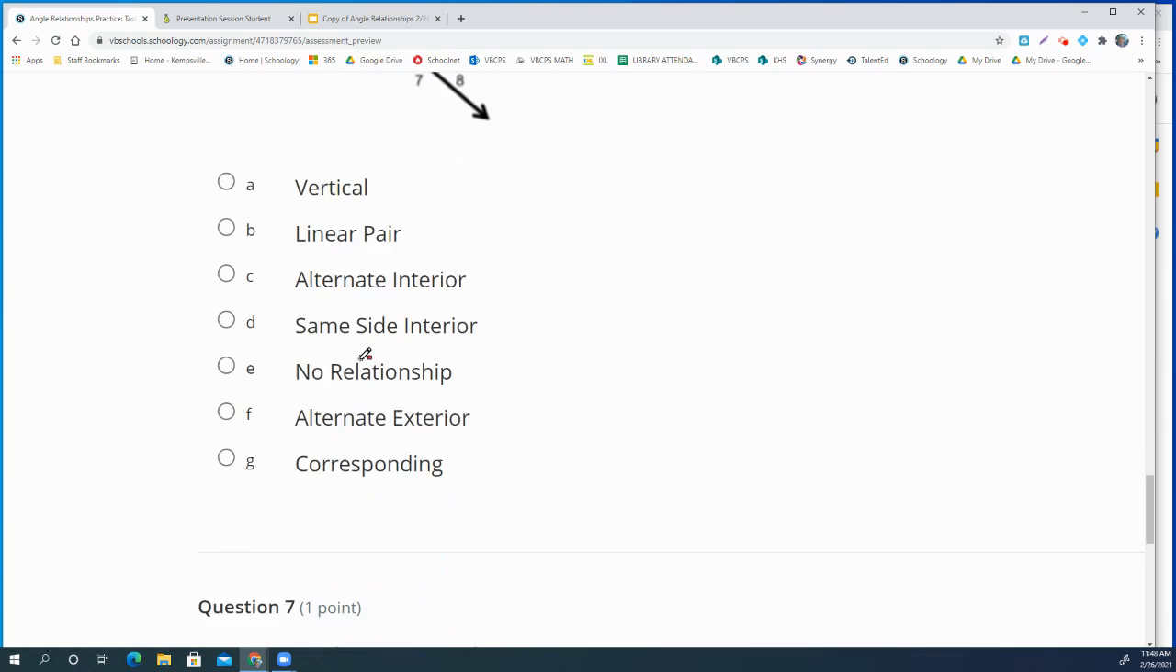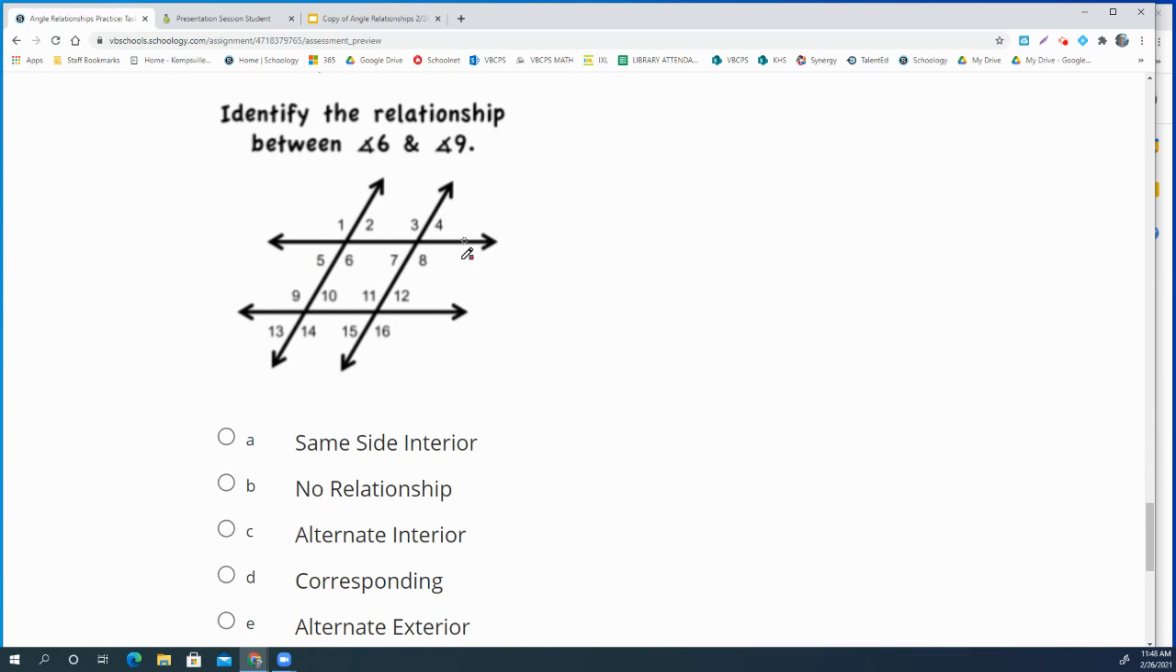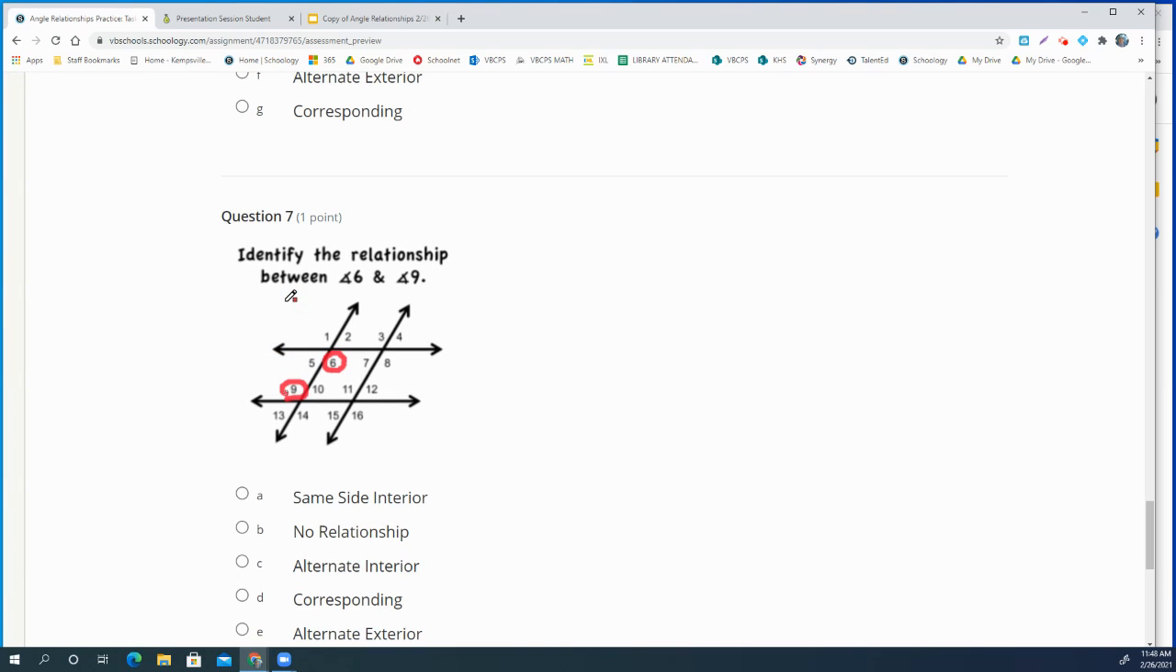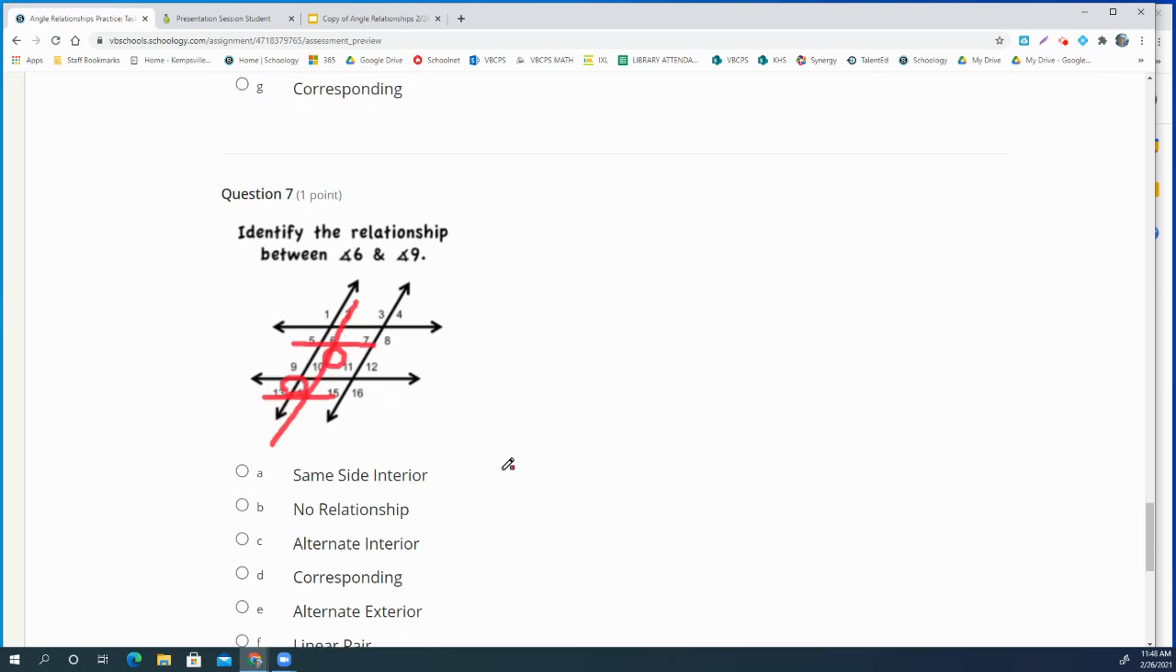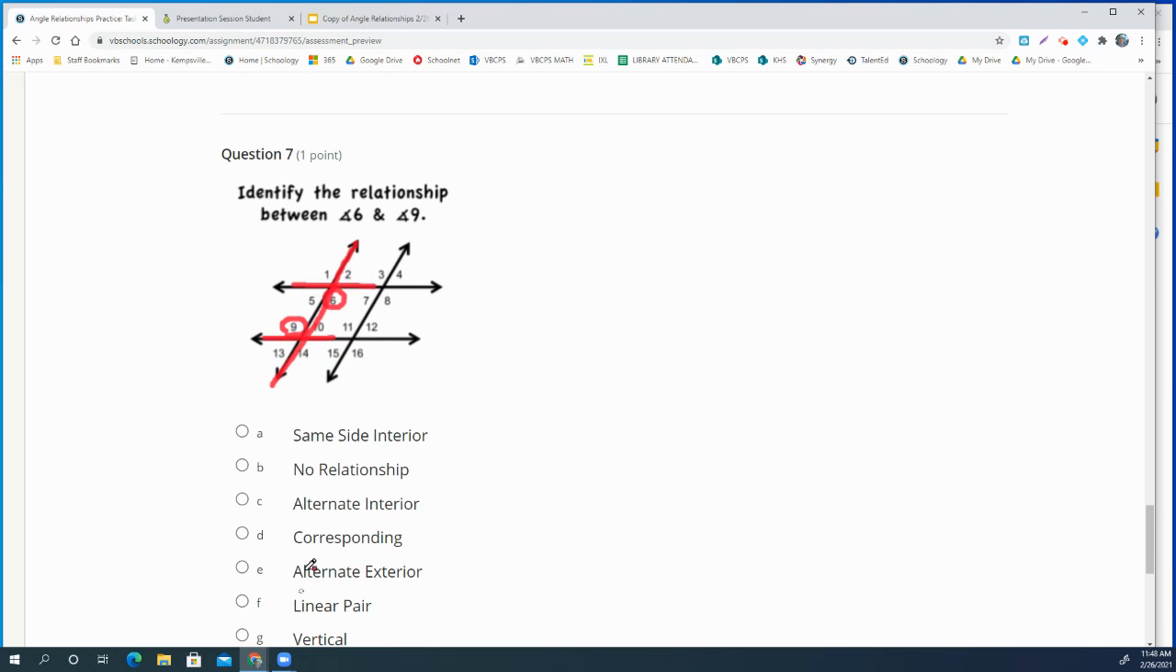Yeah. Number 7. 4, 5, 6, 7. So 6 and 9. 6 and 9. And I'm on number 7. I'll zoom out a little bit. I've got a transversal here and parallel lines, right? Are they on the same side or are they alternate? Alternate for sure. And are they inside or outside the parallel lines? Inside. Because if I drive my truck through this street, it's going to hit the 9 and the 6. So those are alternate interior.